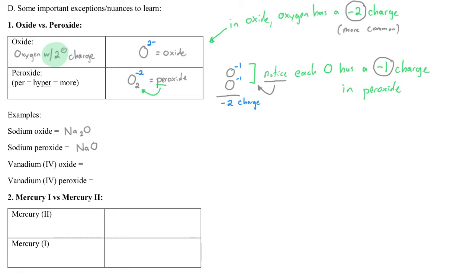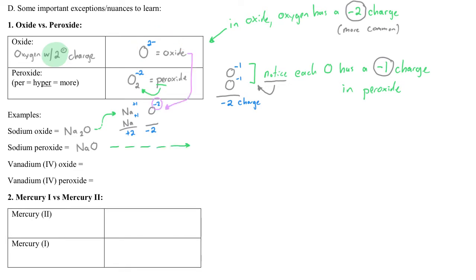Let's take a look at why these are named differently. In sodium oxide, we have 2 sodium atoms. Sodium is a fixed charge metal with a charge of +1. That means we have a total of 2 positive charges. To balance that out in a neutral compound, the oxygen here needs to have a 2 negative charge. Because we're dealing with an oxygen with a 2 negative charge, that means this is an oxide.